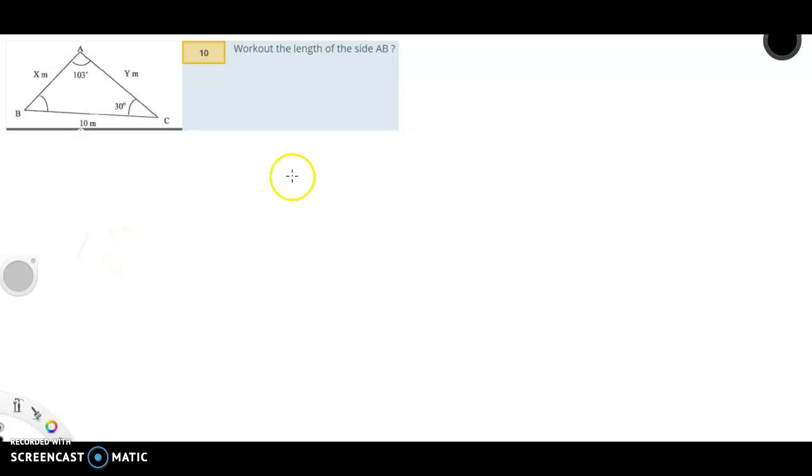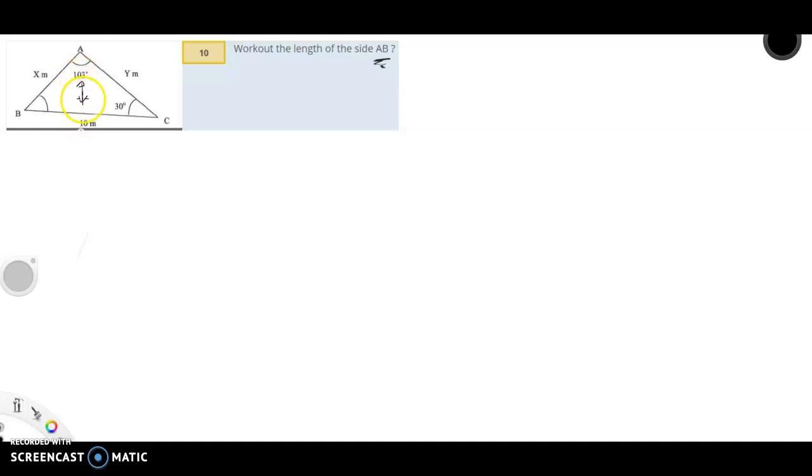Alright, now we have a triangle here. We want to work out the length of the side AB. Right, AB there is marked X meters. And what else do we know? Well, the key thing here is you see this angle 103. That angle, the opposite side to that angle, we know it's 10 meters.